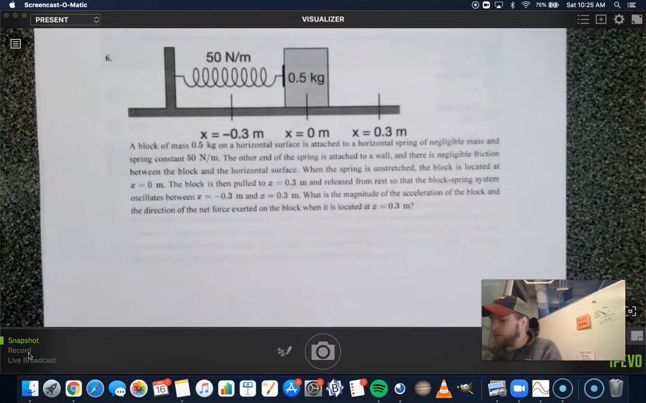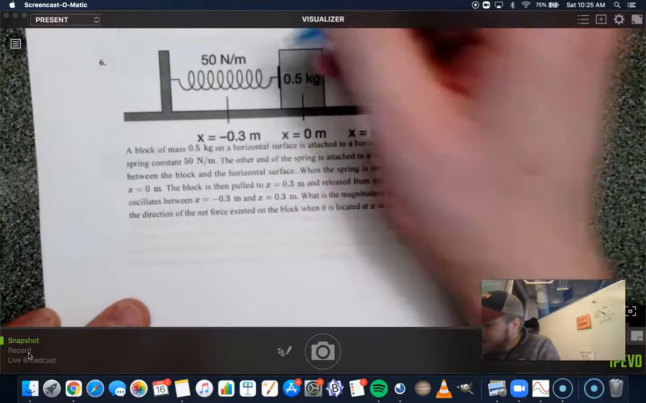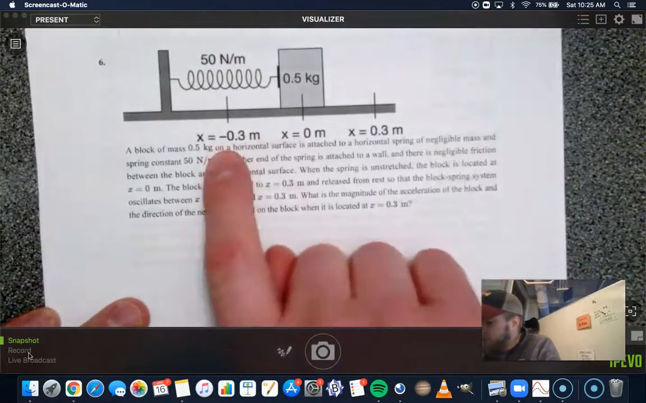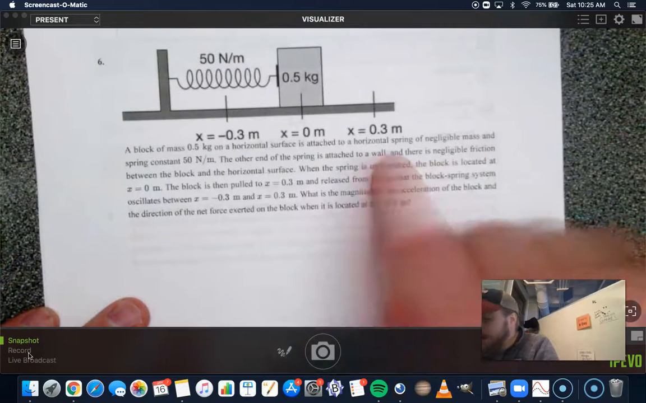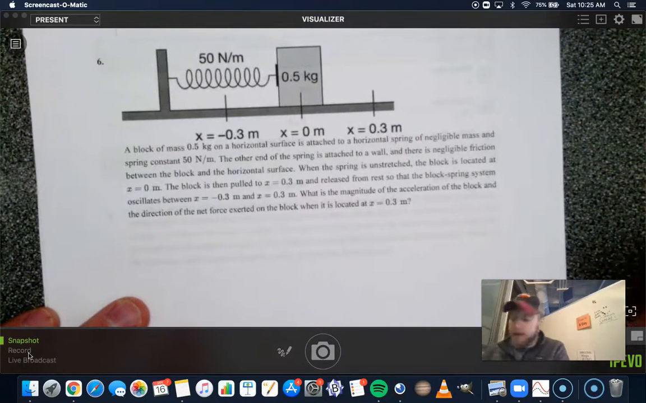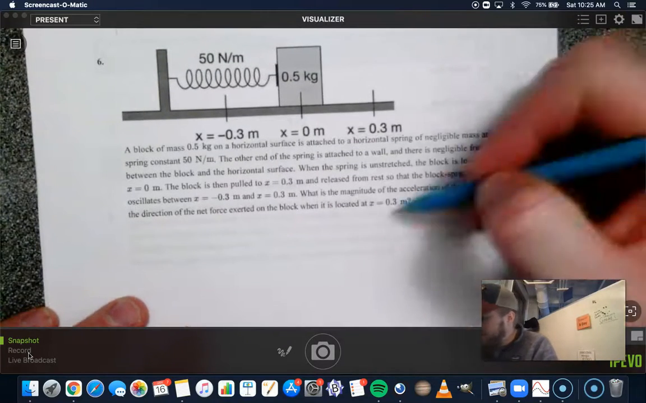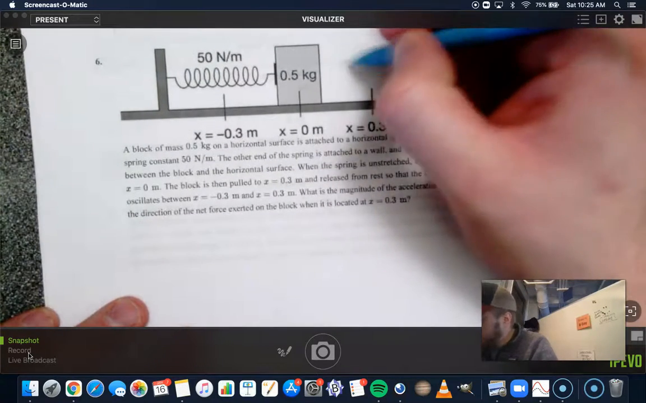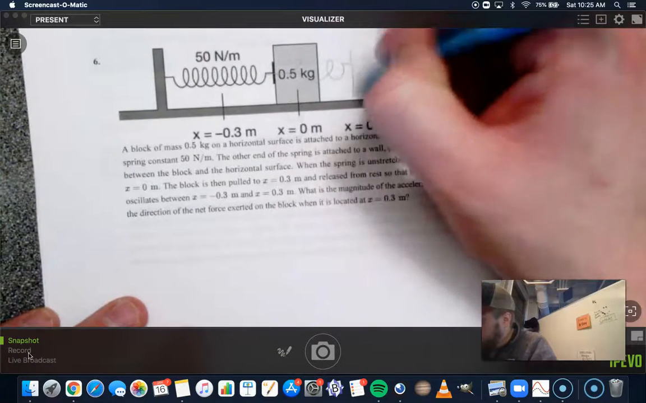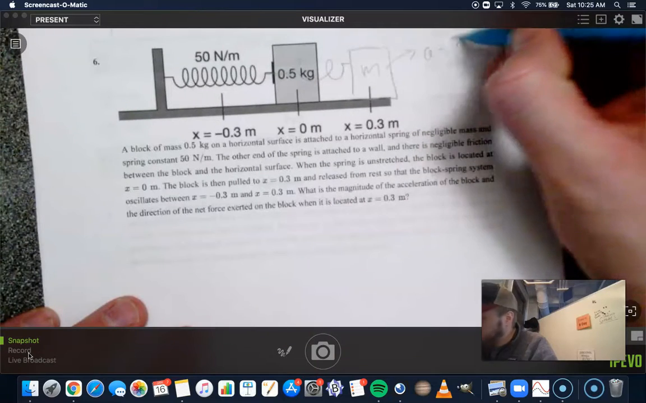All right, so in simple terms, even though we can't see it here because it's a static picture, what we're saying is that this thing is going to undergo simple harmonic motion between -0.3 and 0.3. What's important is that it's asking for the magnitude of the acceleration at this position right here. So if we want to imagine the spring being stretched out a little bit more and the block being here, it's asking what is the acceleration at this point.